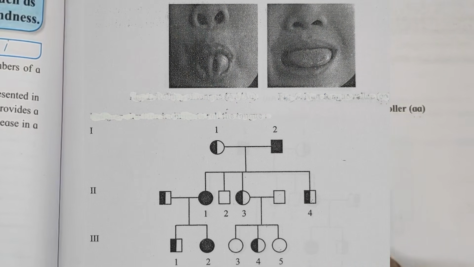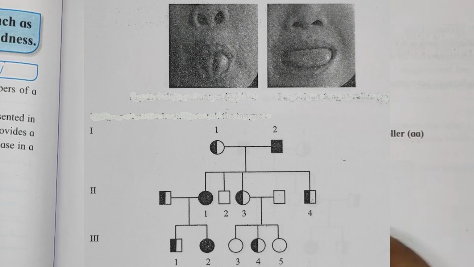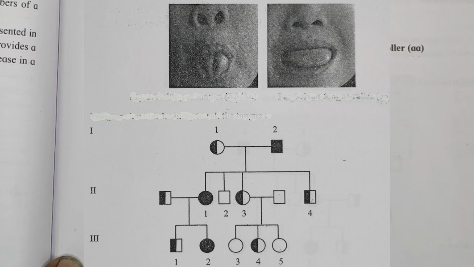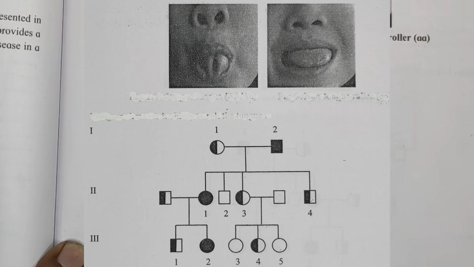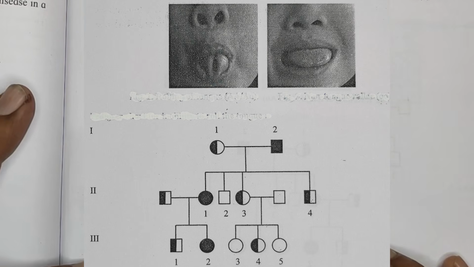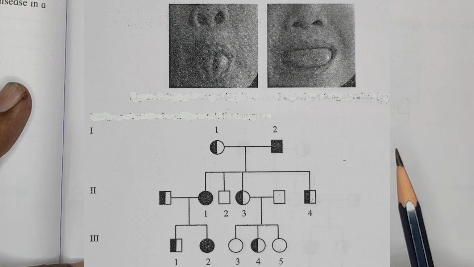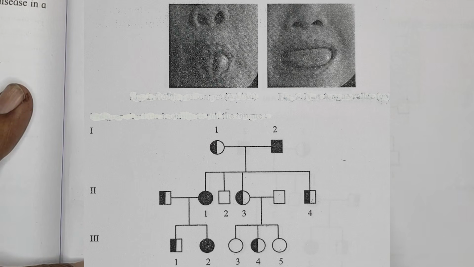Suppose in the exam these two pictures are given along with this chart. You have to identify this chart. For identification there is half a mark. So what we'll write here is: this chart is for the inability to roll the tongue. For that you will get half a mark. Then you have to comment on this. So what to write? You have to write that it is an autosomal recessive trait.